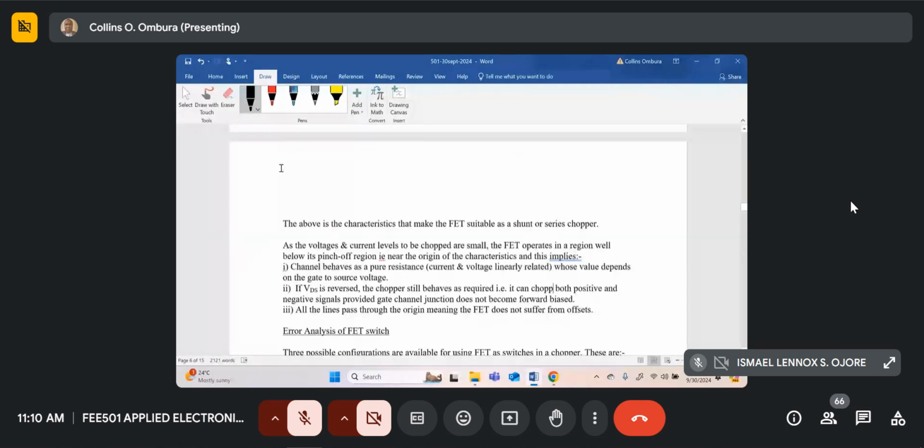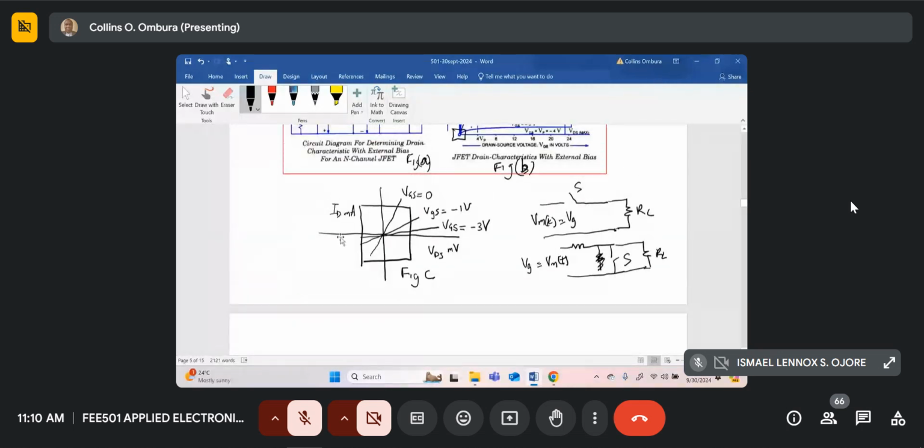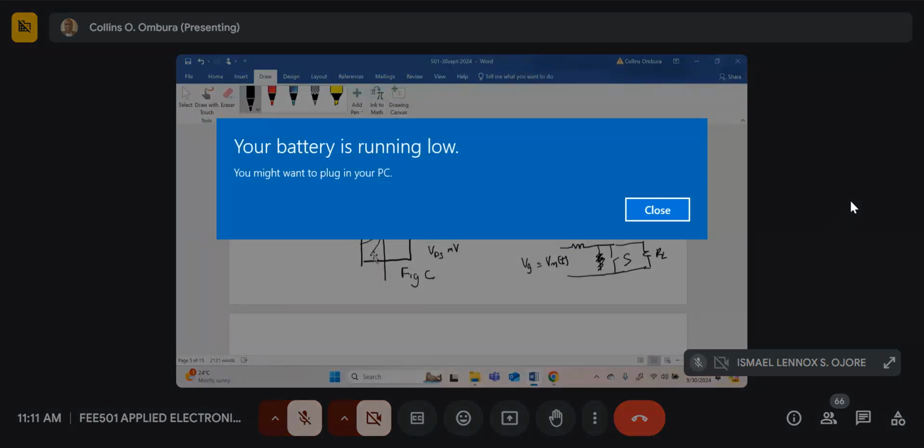So all that data is just from these characteristics next to the origin. If VGS was 0, we'll be operating this curve. If we reverse the voltage across the drain and source, the current will flow in the opposite direction, unlike the case for a BJT transistor. So it means that the FET switch can chop both positive and negative signals, while the BJT is not able to do that.